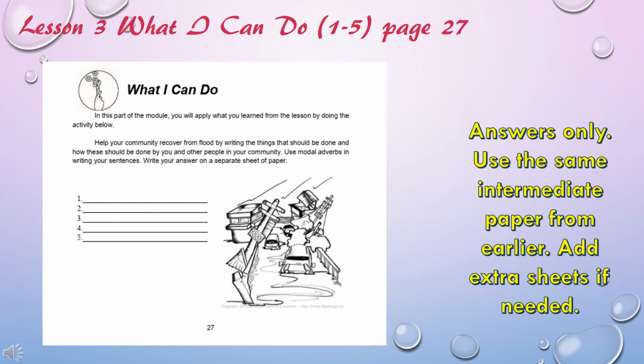Now this would be the activity that you have to do for lesson 3. So on your paper, please put lesson 3, what I can do, and this will require you to write 5 sentences. So let me read what you will do here. In this part of the module, you will apply what you learned from the lesson by doing the activity below. Help your community recover from flood by writing the things that should be done and how these should be done by you and other people in your community.